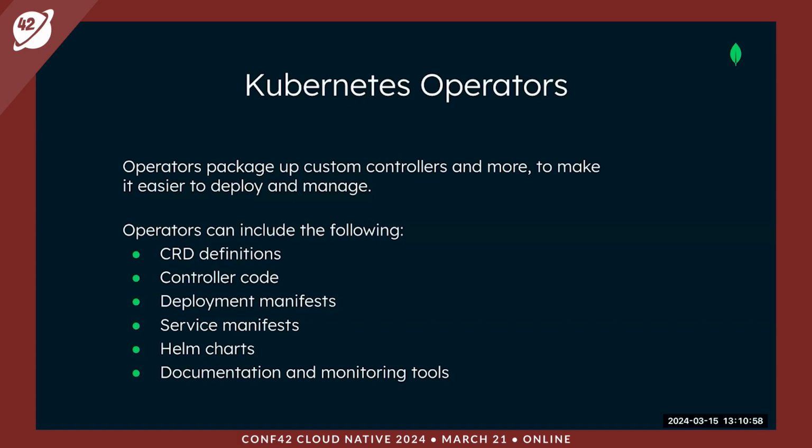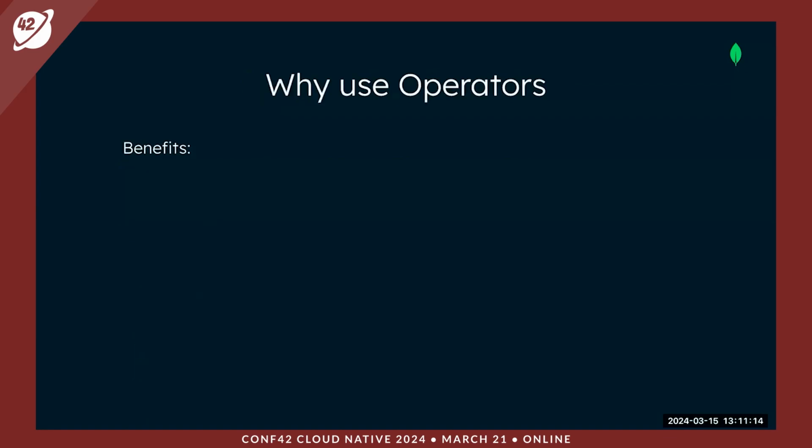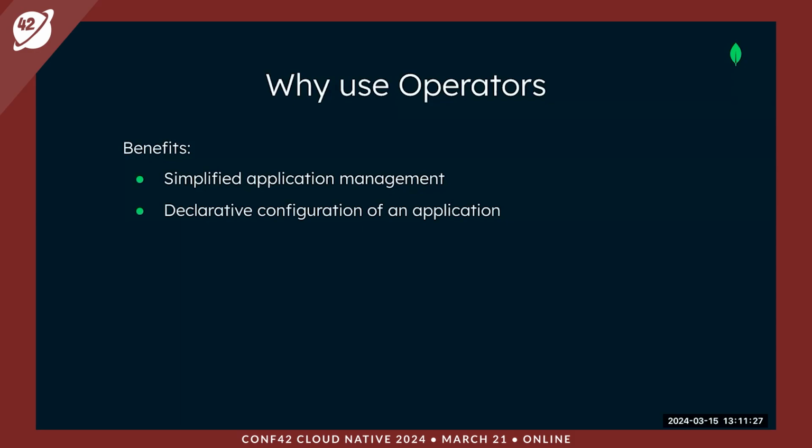So by bundling these elements together, operators offer a self-contained unit for simplifying management within Kubernetes of an entire application throughout its life cycle. So why are operators so useful? Firstly, simplified application management, by providing a single tool for deploying and managing applications throughout their whole life cycle. They offer a declarative approach where, instead of writing complex deployment scripts, you simply define the desired state of the application using the operator's manifest files.